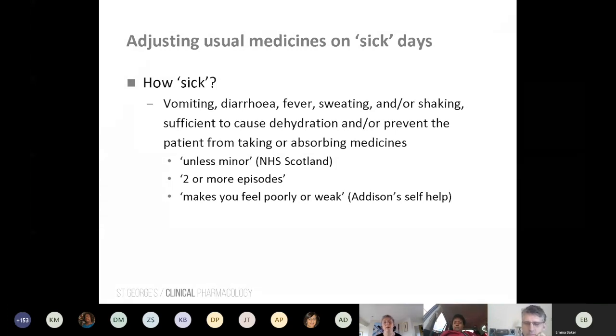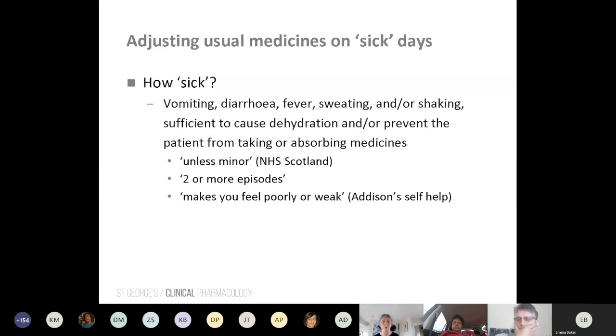NHS Scotland have described this as unless minor. So again, that's quite tricky. Another definition I found was 2 or more episodes. And in a way, I think the Addison's self-help website has a good definition of anything that makes you feel poorly or weak.